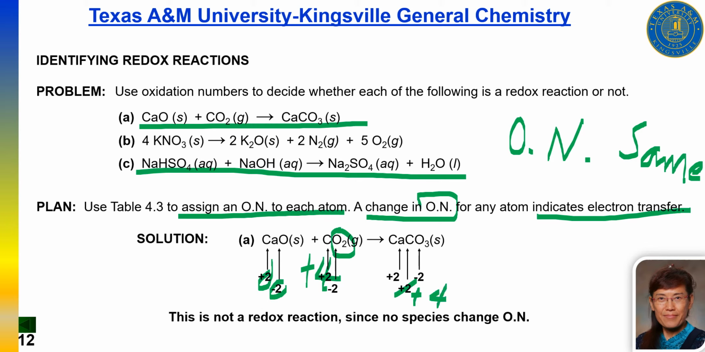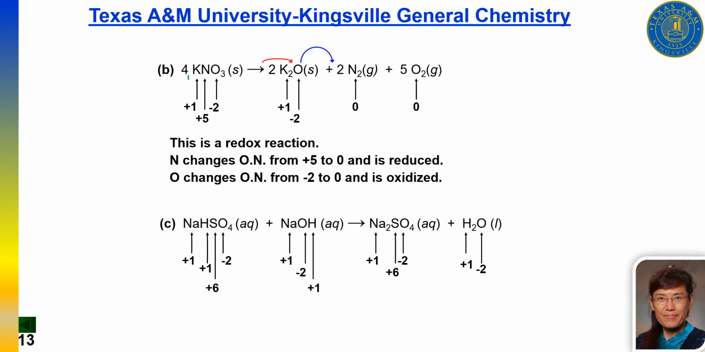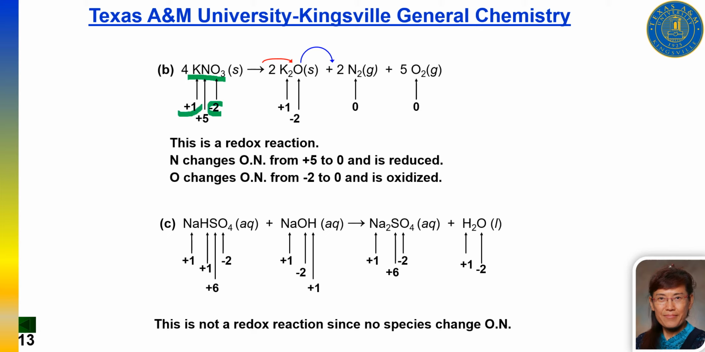Based on this oxidation number determination, you see there are no oxidation number changes for any of the substances. Therefore, reaction A is not a redox reaction. Reaction A is a combination reaction. Reaction B, let's see. In your potassium nitrate, oxygen is -2, potassium is +1, and nitrogen, you can solve it, is +5.